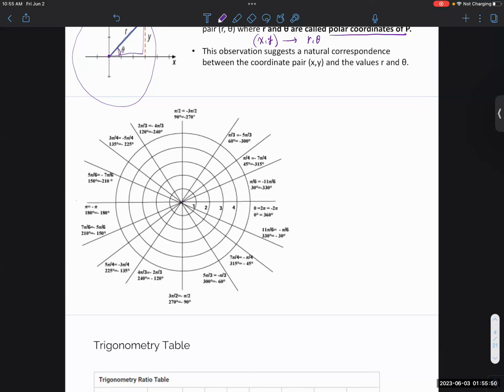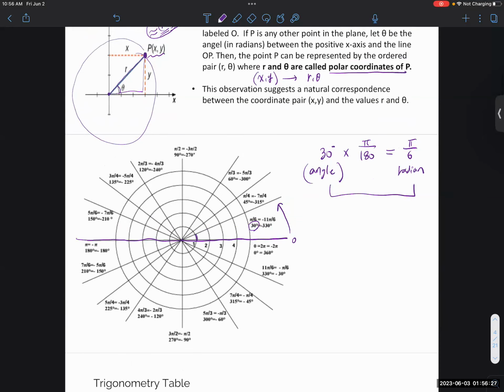The angle on the x-axis is 0. If you go counterclockwise, you find the positive angle. For example, this one is 30 degrees, and you can convert to radians. You can find the radian by multiplying by pi over 180. So pi over 6 is the radian, which is the same angle as 30 degrees. We're going to use radians for the angle in the polar coordinate system.